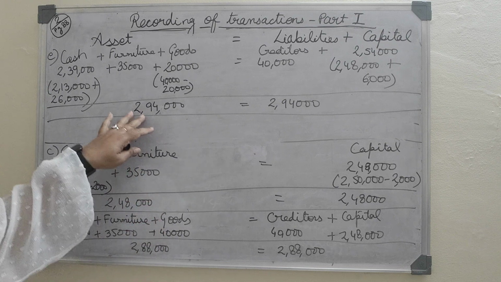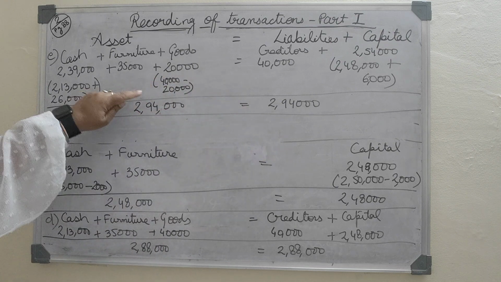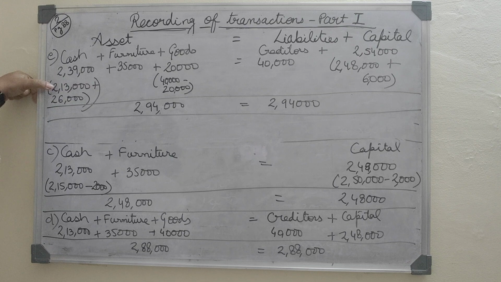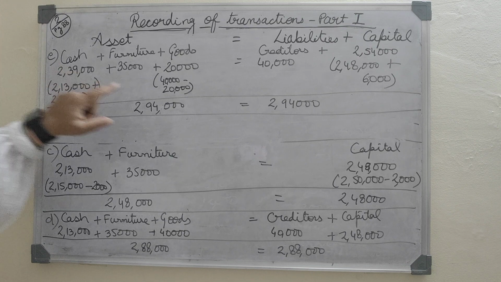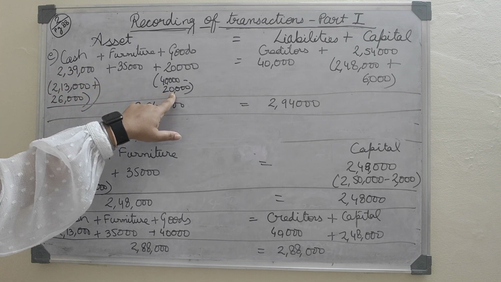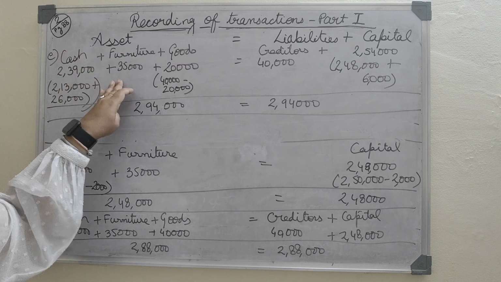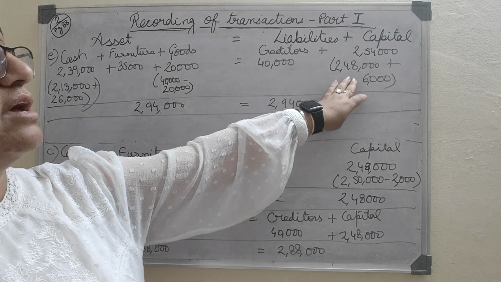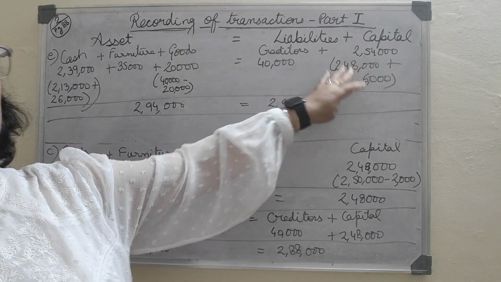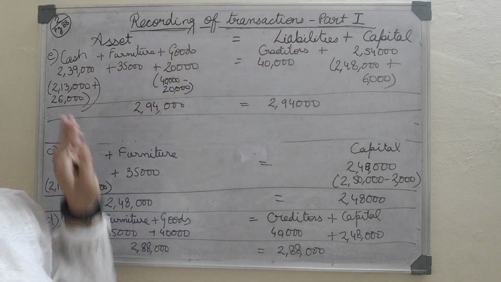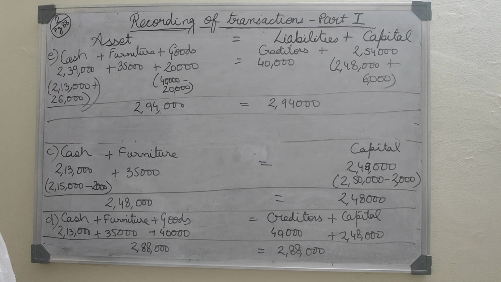So this is the way how we are going to see. See over here, total 26,000 I have added, but I have also subtracted 20,000, right? So immediate effect on left hand side is of 6,000 rupees only. Now this 6,000 I have added over here. So both the sides again reach to their equality, right?